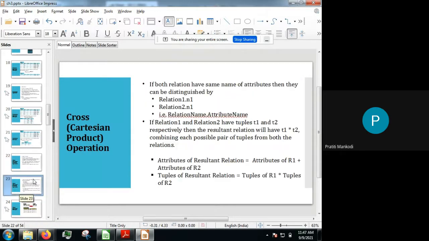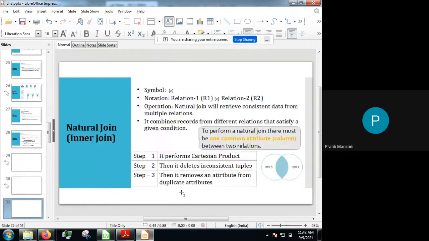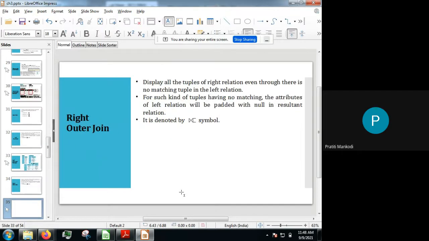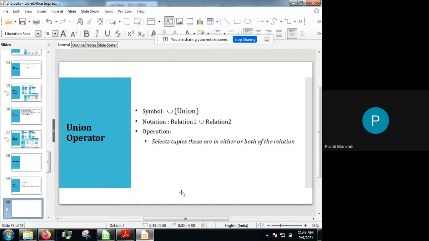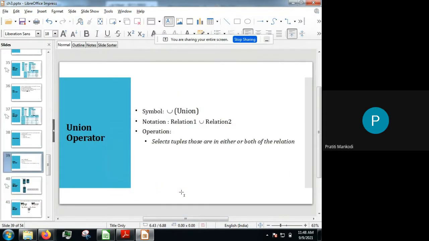Okay, Cartesian product I'll do later. Join will be done later on. Union. I'm just discussing the things which are already known to you.